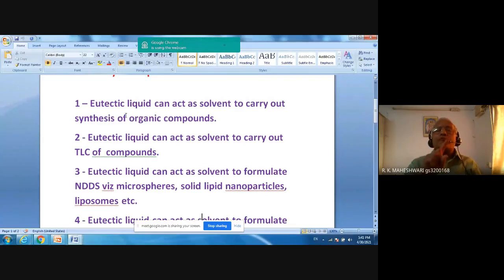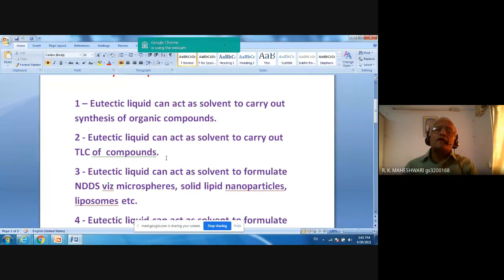Okay, and of course, compounds A, B, and C should not be volatile. Anyway, there are so many things, and again, I will make more slides for synthesis and all that also. Anyway, coming to number two: Eutectic liquid can act as a solvent to carry out TLC of compounds.